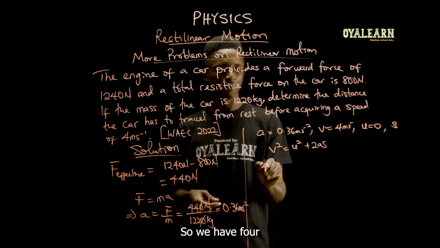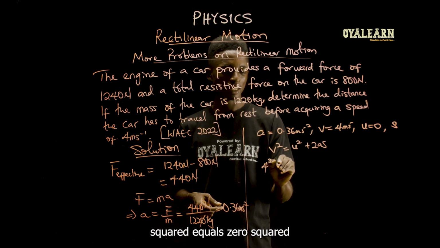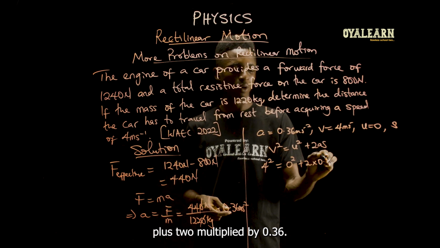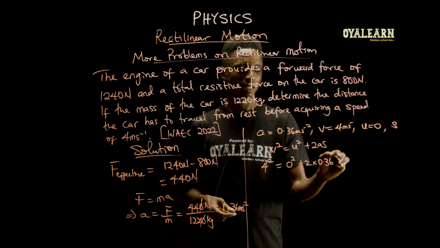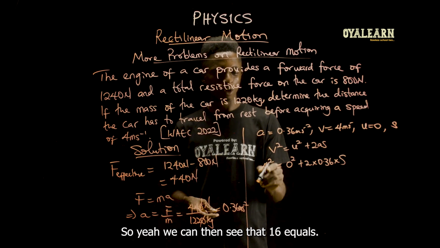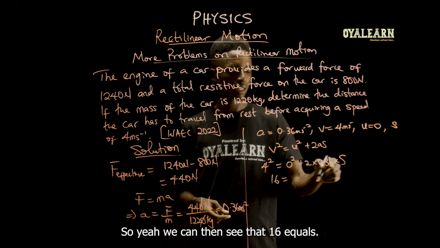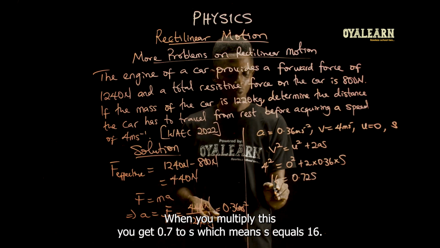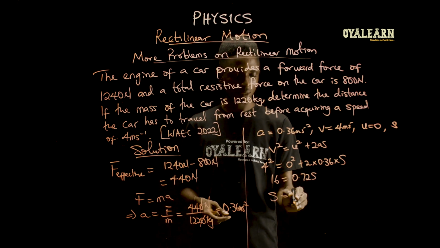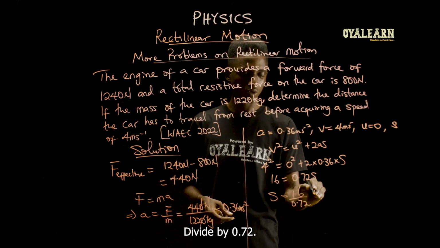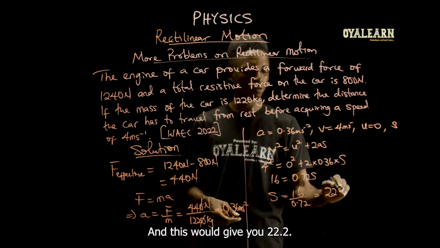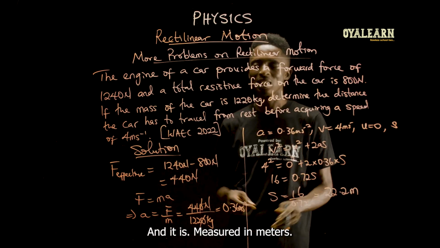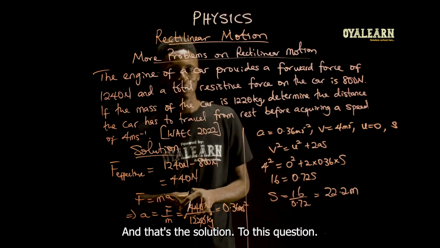So we have 4 squared equals 0 squared plus 2 multiplied by 0.36 then multiplied by s. So here we can then say that 16 equals, when you multiply this you get 0.72s, which means s equals 16 divided by 0.72, and this would give you 22.2, and it is measured in meters. And that's the solution to this question.